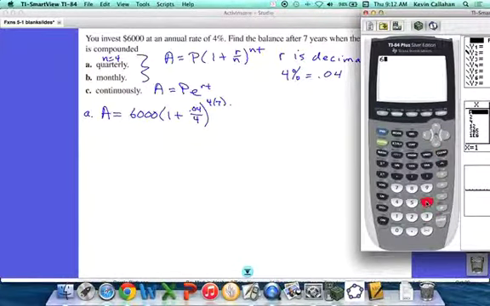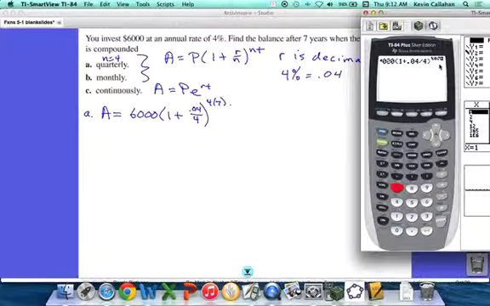So let's do that. 6,000 parentheses 1 plus 0.04 divided by 4 raised to the, now this is where if you're using a calculator that's not an 84, it doesn't throw you into the exponent like this one did. You need to put parentheses around the nt. You'll get a wrong answer if you don't have parentheses, if anybody got an 83. But mine threw me in the exponent, so I can just put in the 4 times 7. You could simplify it to 28 if you want, but it won't matter to the problem.